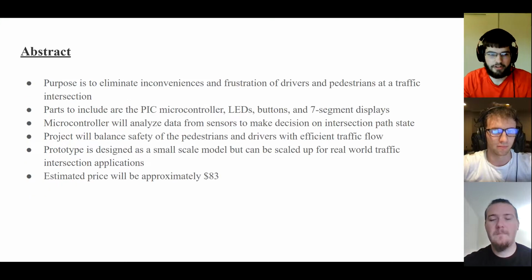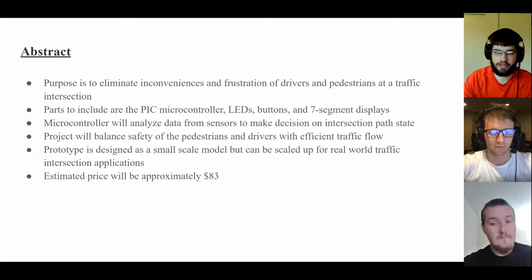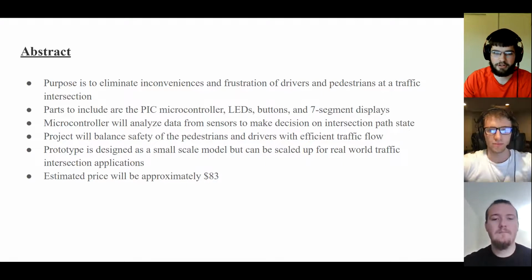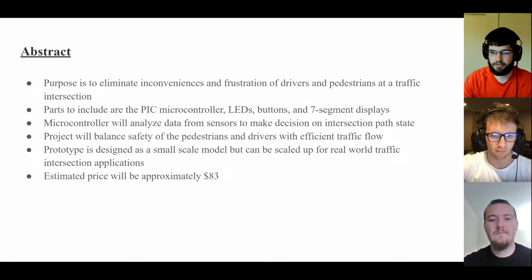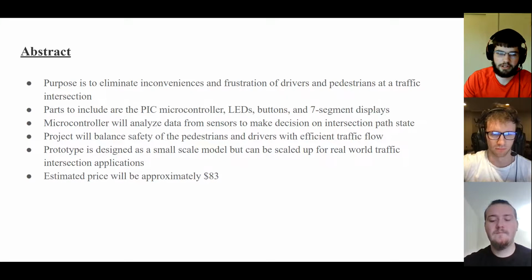So the abstract for our project is: our purpose is to eliminate any inconveniences or frustration of drivers and pedestrians waiting at a traffic intersection. Our main parts are the PIC microcontroller, the LEDs, buttons, and 7-segment displays. Our microcontroller will be analyzing data from sensors to make a decision on the intersection path state. This will hopefully be balancing the safety of both pedestrians and drivers and making efficient traffic flow.